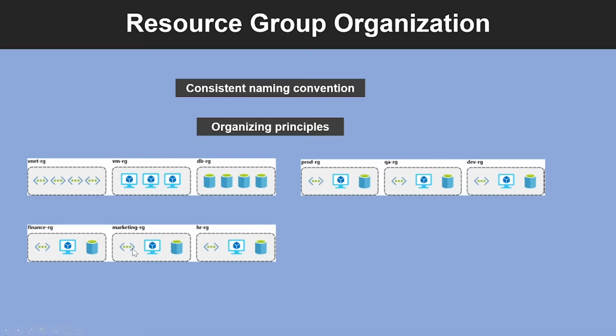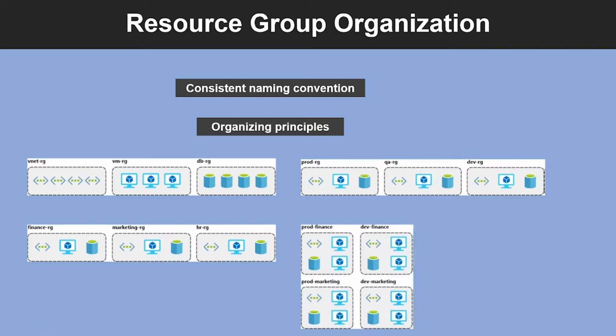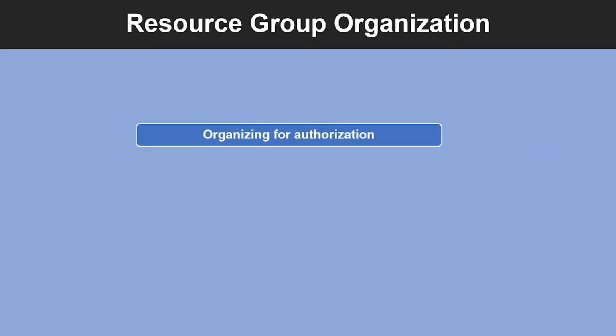Marketing resources go in one resource group, finance in another resource group, and HR in the third resource group. Or you could even use a combination of these strategies and organize by environment and department. Put production finance resources in one resource group and dev finance resources in another, and the same for marketing resources as well.